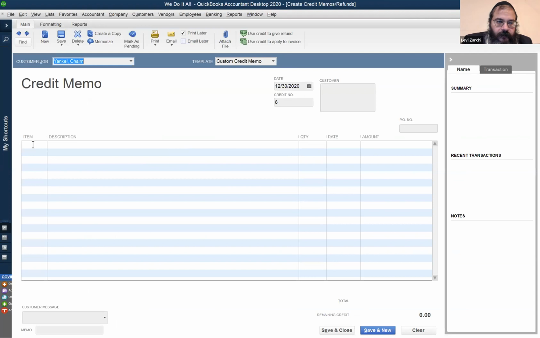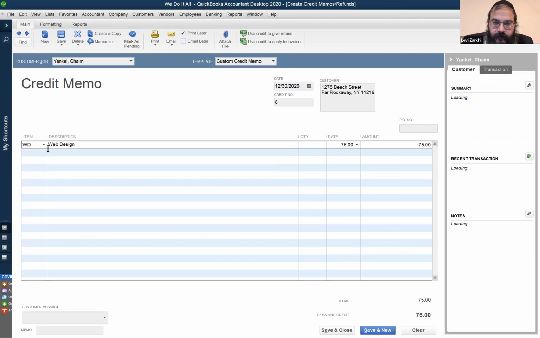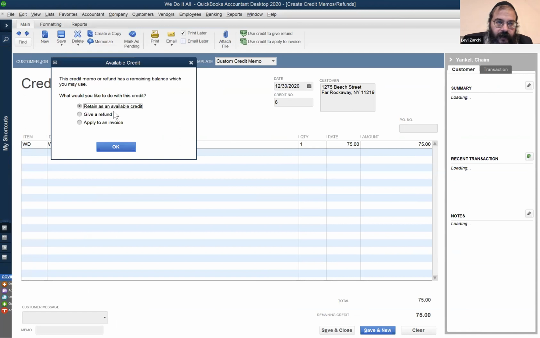Okay, so I'm going to go credit memo, WD, quantity 1, right? So he's going to get a credit of $75. You could retain it as available credit or apply it to an invoice. So this will be a similar thing as using a credit. I could just leave it as a credit, or I could apply it to the invoice right now, or I give him a refund. We might have a policy, we don't give money back. But we'll apply it to another invoice.